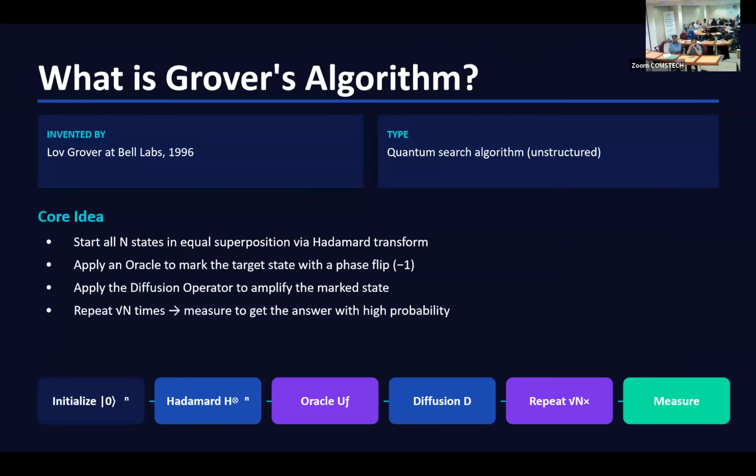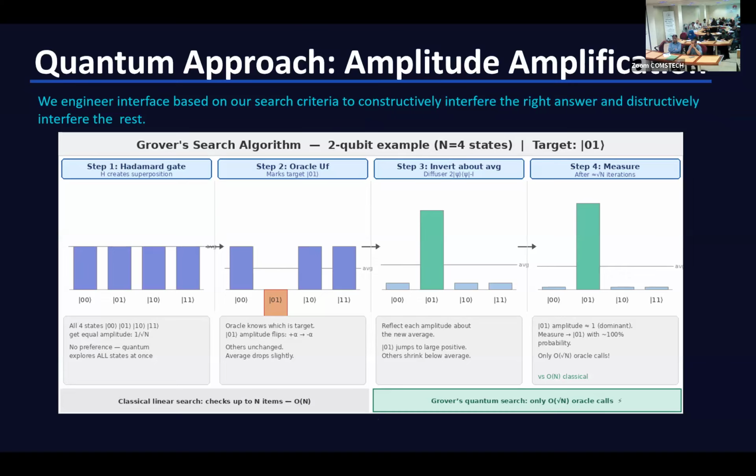So if you get this slide, that is the main idea behind Grover's algorithm. If you still didn't get it, you can ask the question, then we will move ahead.